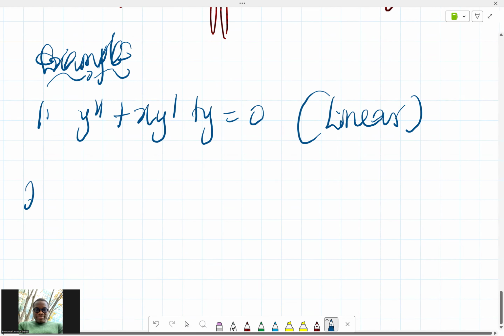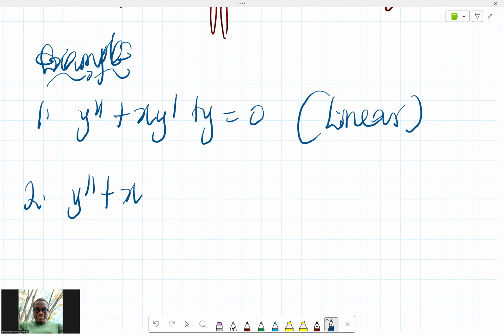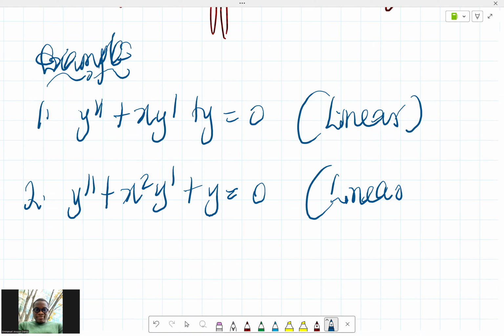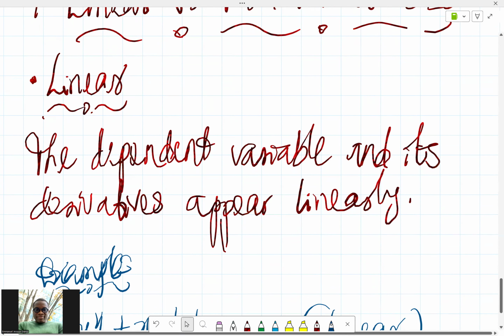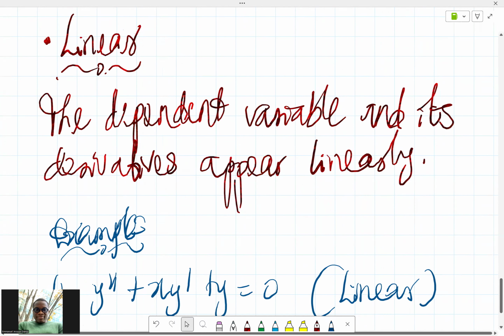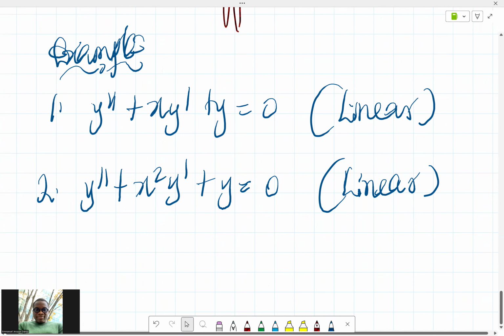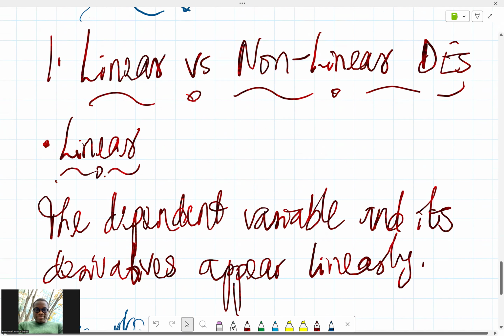Look at this now. If you have example 2, and we say y'' plus xy'' plus x squared y' plus y equals 0, this is still linear, right? Because although x is now the independent variable and it is raised to power 2, x is non-linear, but we don't care. The differential equation is still linear because the dependent variable y and its derivatives are still linear, though the independent variable is non-linear. So be sure to get that correctly. Okay, so let's go ahead and talk about non-linear.